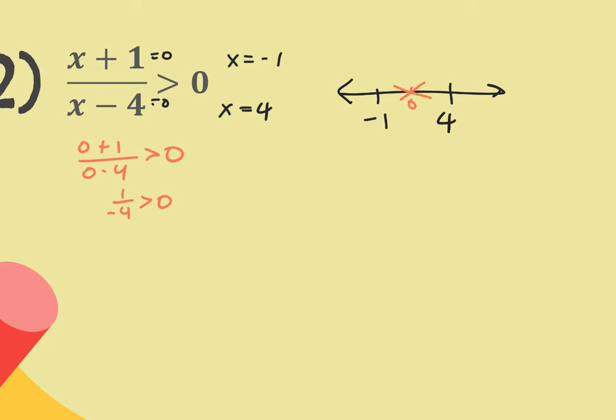No. So we say the middle doesn't work. The outer two do. And because it's greater than and not a greater than or equal to, it gets parentheses. So I'd go -infinity to -1, union 4 to +infinity.